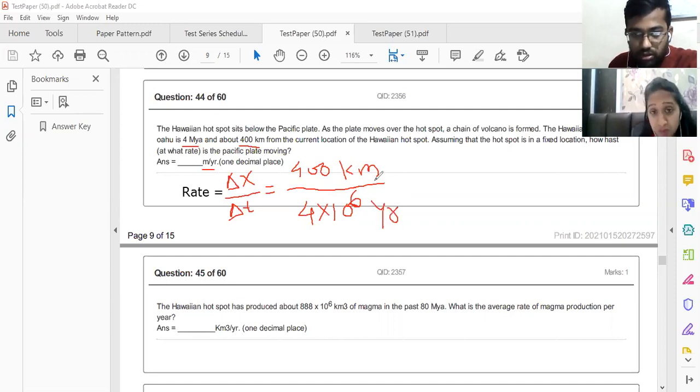Now you need to convert kilometer into meter. So I'm multiplying with 1000. Now it is in meter. Correct. So now you got the unit meter per year, 10 to the power 6, and in numerator you have 5 zeros, 3 zeros and 2 zeros. Okay, so 5 zeros.